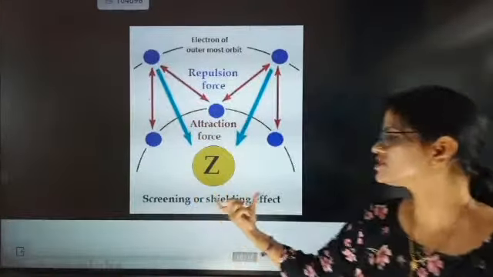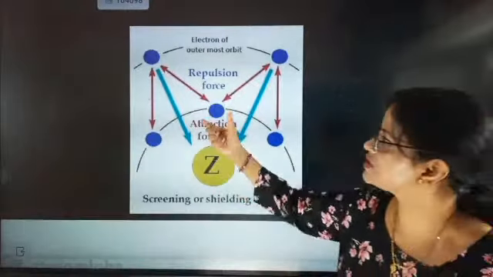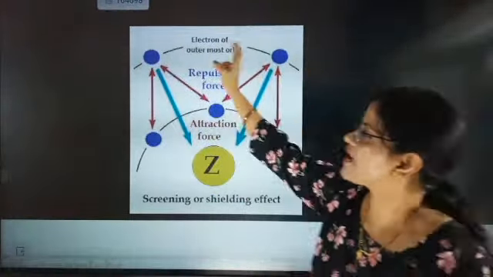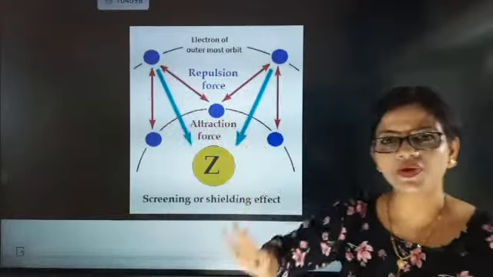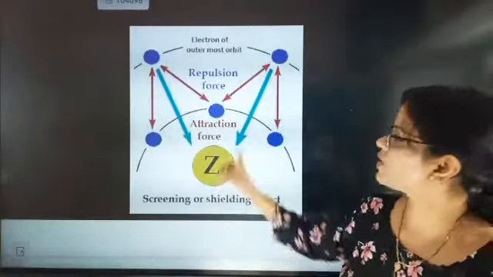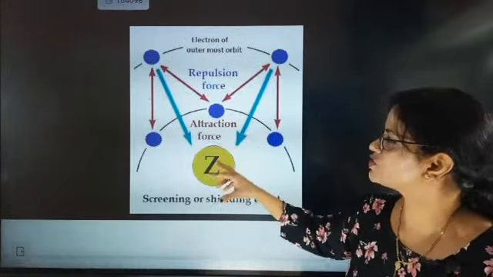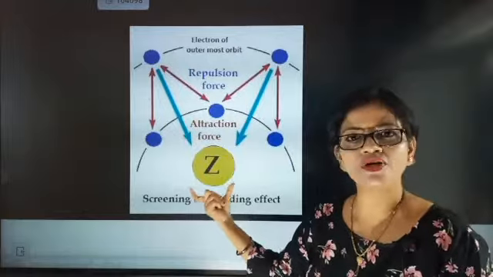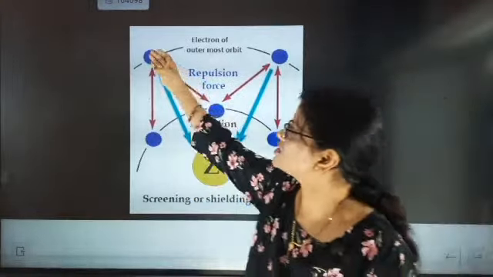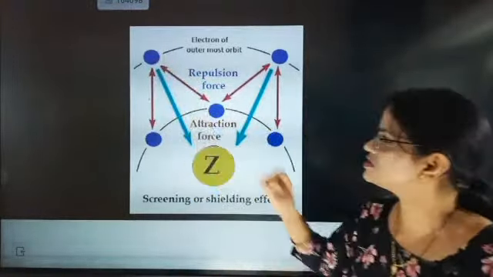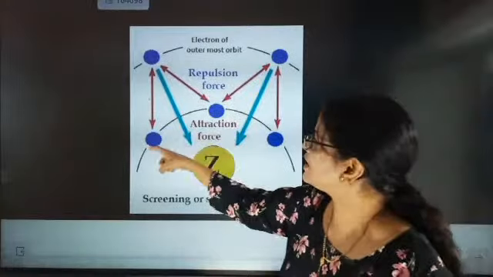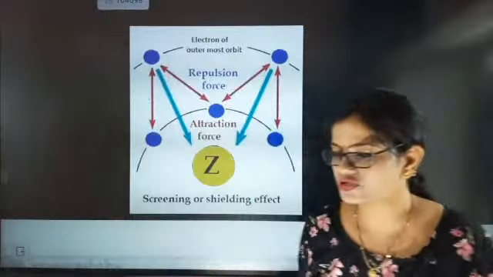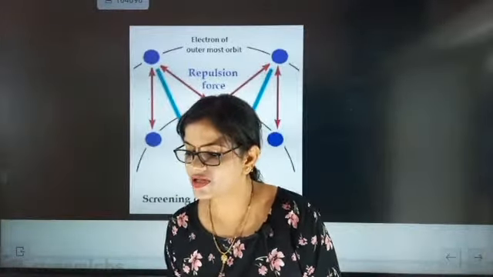So this is exactly the screening or shielding effect. The electrons present in the valence shell are experiencing two types of force. One is attractive force, which is because of the presence of the nuclear charge; this nuclear charge is trying to attract them. But the electrons, being negatively charged, create a repulsive force. So there is an experience of repulsive force as well.